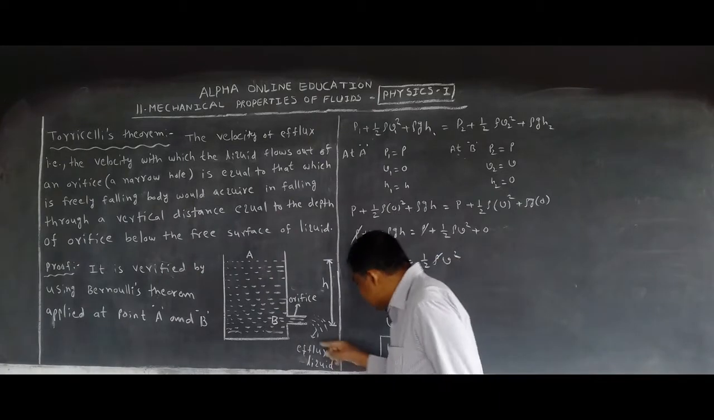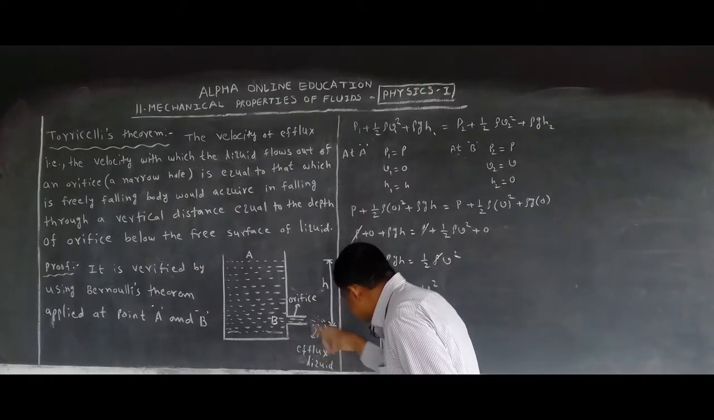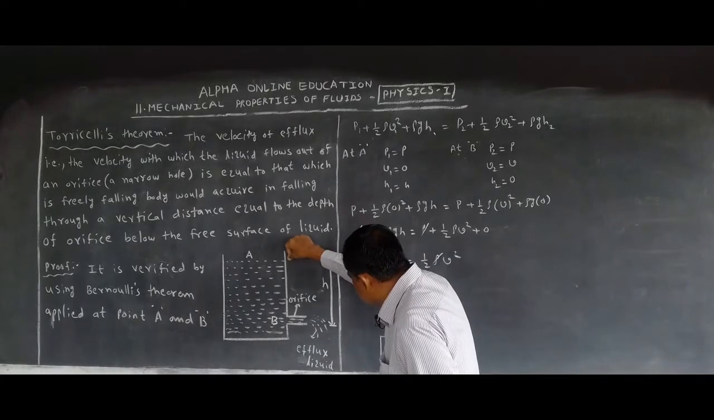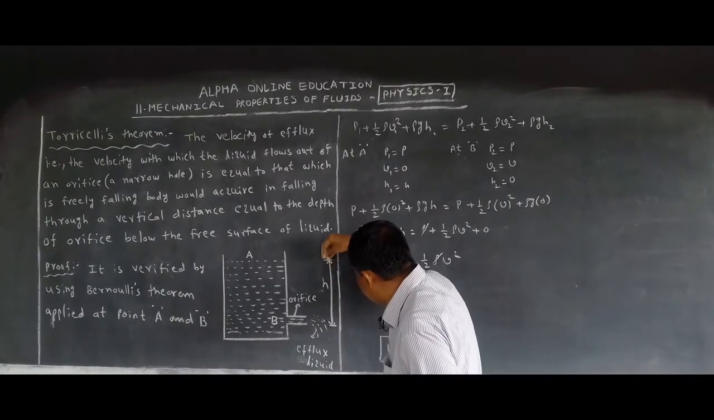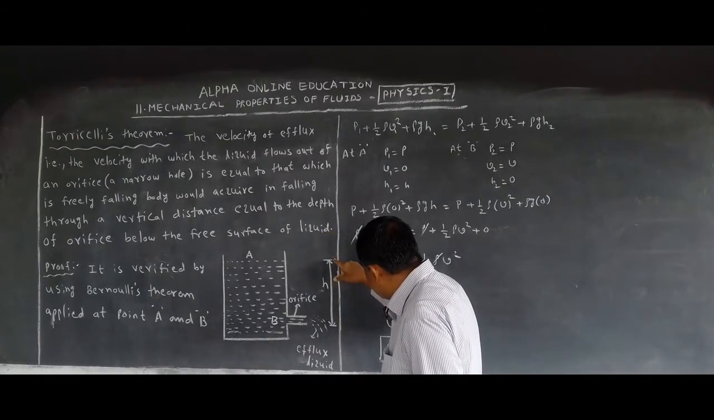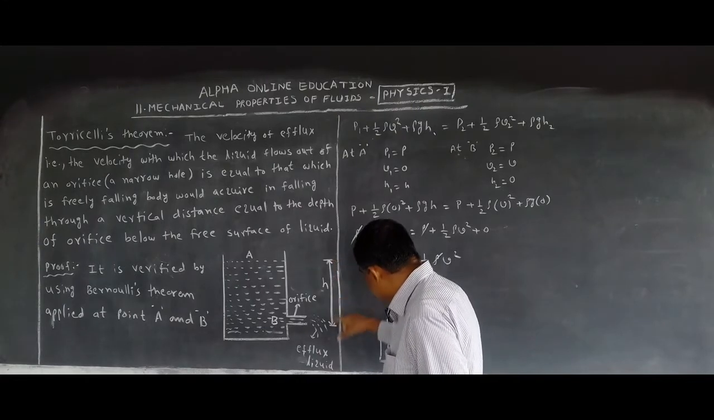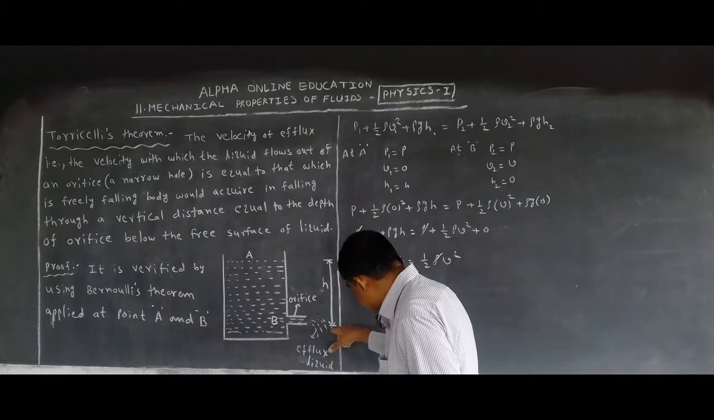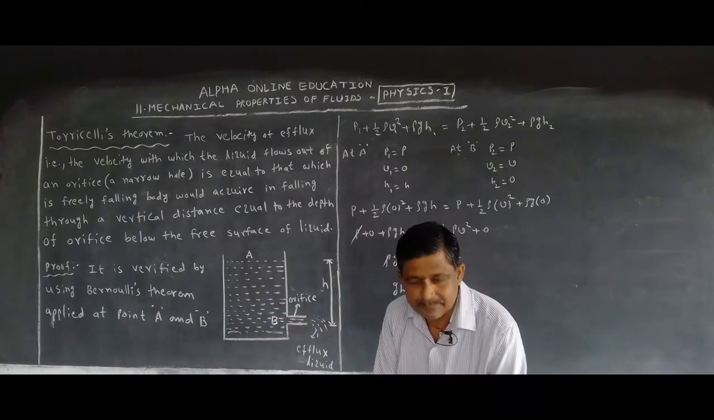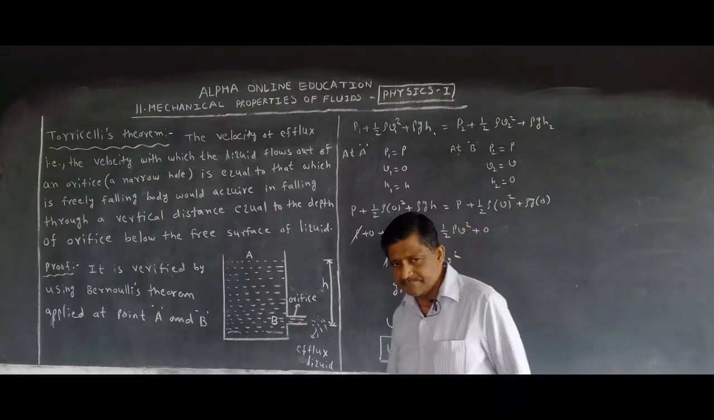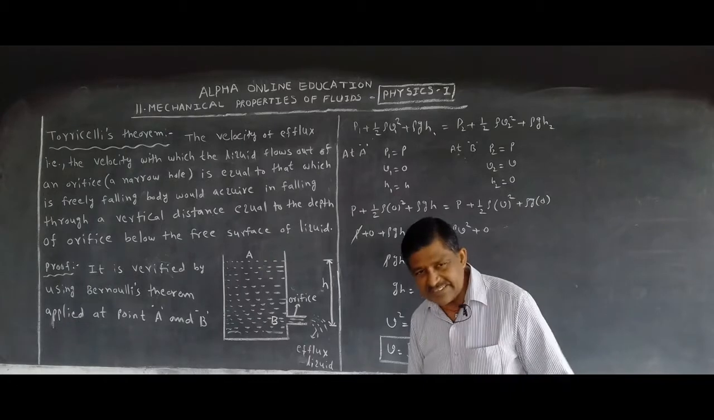Have you followed? The efflux fluid velocity is equal to the velocity of an object dropped from the surface to the orifice, a height h. Whatever the velocity of the freely falling body at this point, this velocity is equal to the efflux liquid velocity. This is called Torricelli's theorem. This is the explanation.